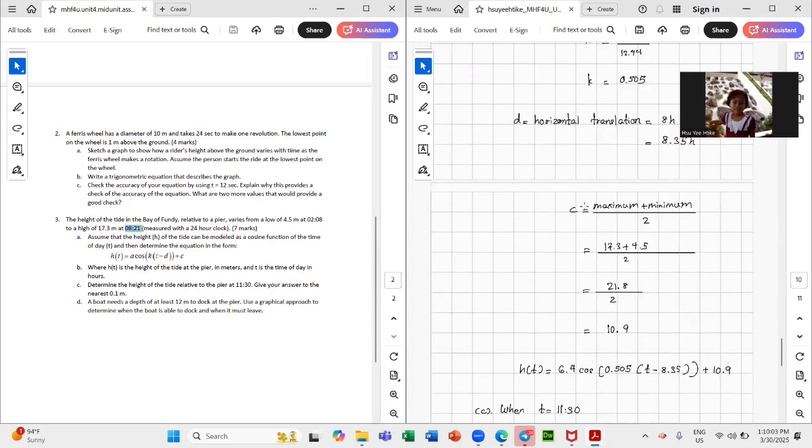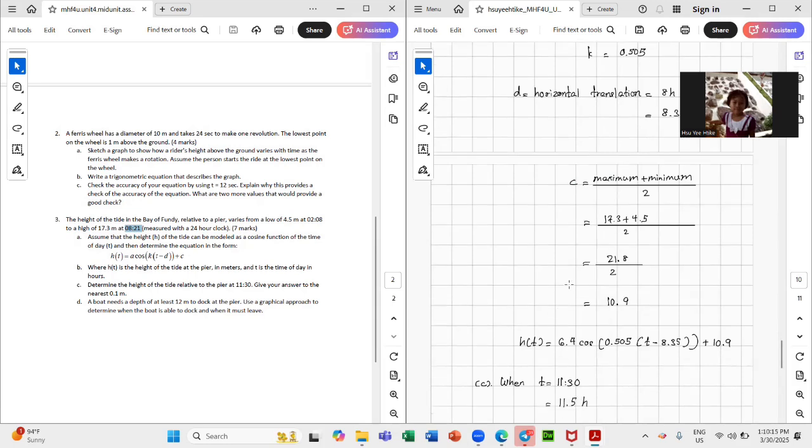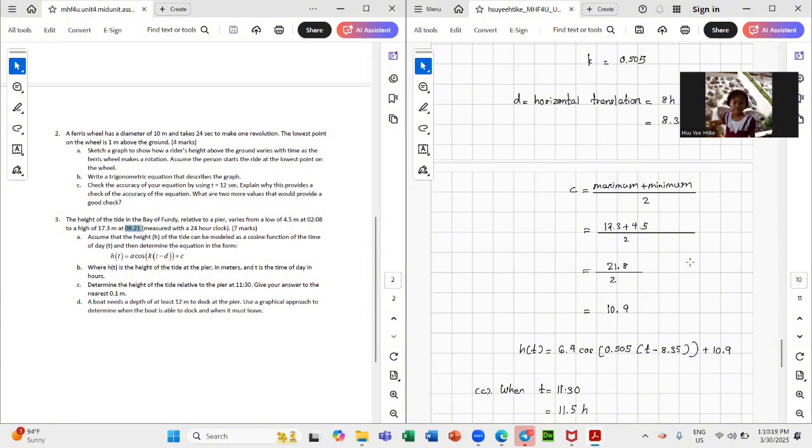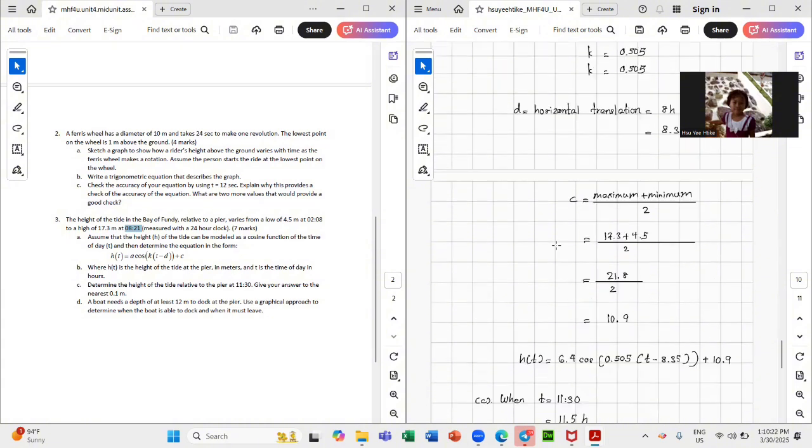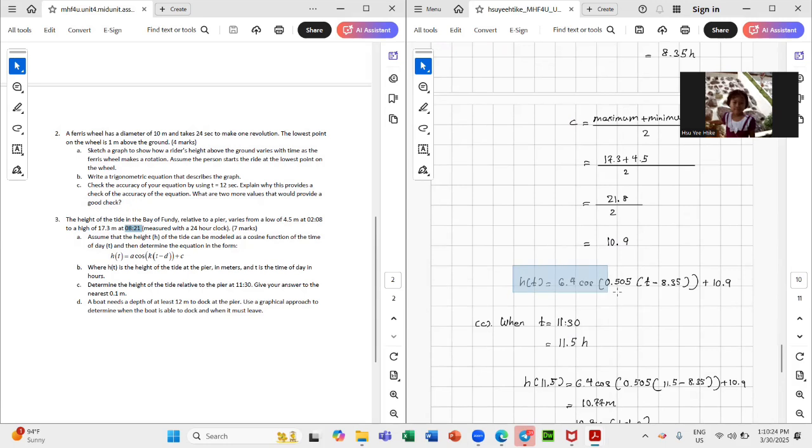To find the value of c, the vertical translation, we have the equation c is equal to maximum plus minimum over 2. So we have 17.3 plus 4.5 over 2, and the final answer for c is 10.9. So we have everything we need, and we substitute them in the equation. So the equation becomes h of t is equal to 6.4 times cosine 0.505 times t minus 8.35 plus 10.9.